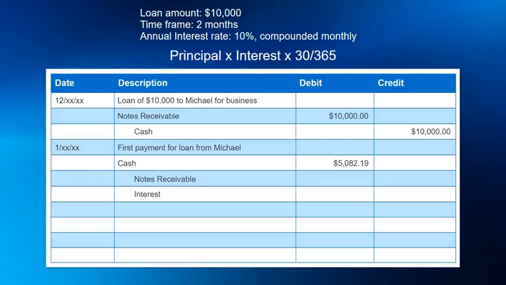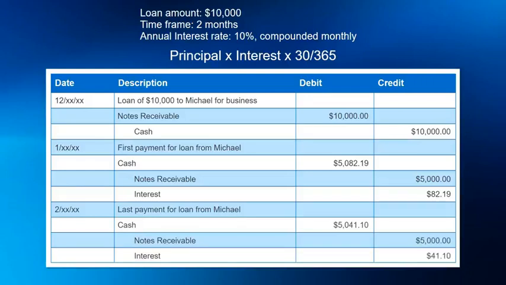$5,082.19, credit the notes receivable account $5,000, and credit the interest account $82.19. When Moonbeam sends his next payment, just follow the same steps and fill out a new journal entry, which will show that his loan is paid in full.